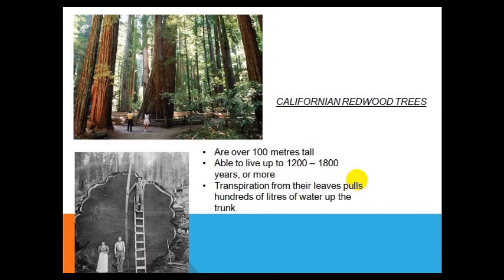This slide is showing the Californian redwood trees, which can be found in California in the United States. This slide is about how taller trees are able to do transpiration even though they are very high, meaning they are over 100 meters tall. This type of tree can live up to 1,200 to 1,800 years or maybe more. Transpiration from their leaves will pull hundreds of liters of water up the trunk.